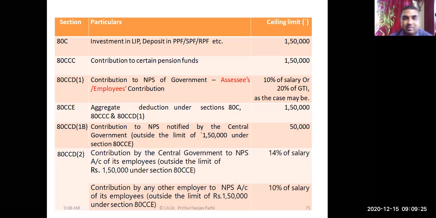So when we're talking about 80CCD1, we are talking about the assessee's contribution or employee's contribution. But if you see 80CCD2, here we are talking about the employer's contribution. There is a limit of 14% if central government, and for other employees 10%. For this 14% and 10% deduction, the overall limit of 1,50,000 is not applicable. Even if the 1,50,000 limit is exhausted, these deductions can still be claimed.